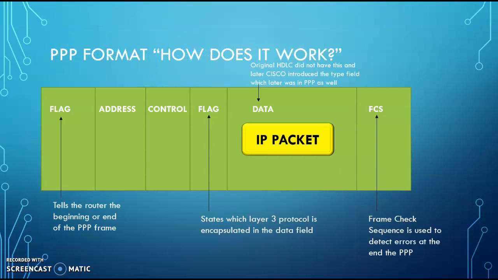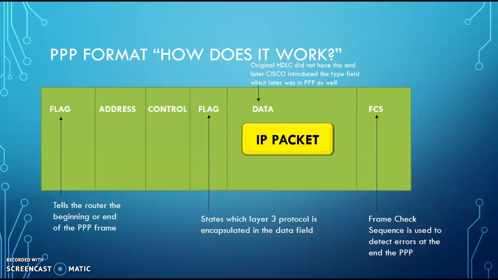Each section is broken down for a PPP format, and it begins with the simple stuff. First we start off with the flag. This tells the router where to begin or end the protocol frame process. Then it moves into the next section, which I actually messed up on. It's supposed to say protocol, but it actually says flag. That's actually the protocol section, and this states which layer 3 protocol is encapsulated within the actual data field.